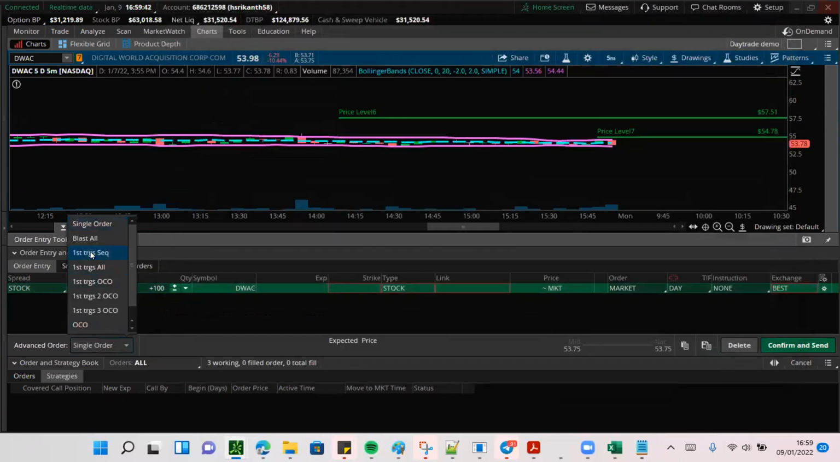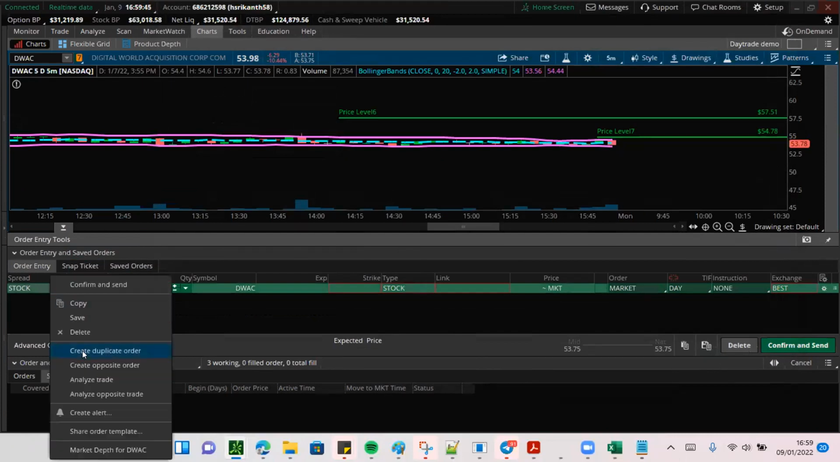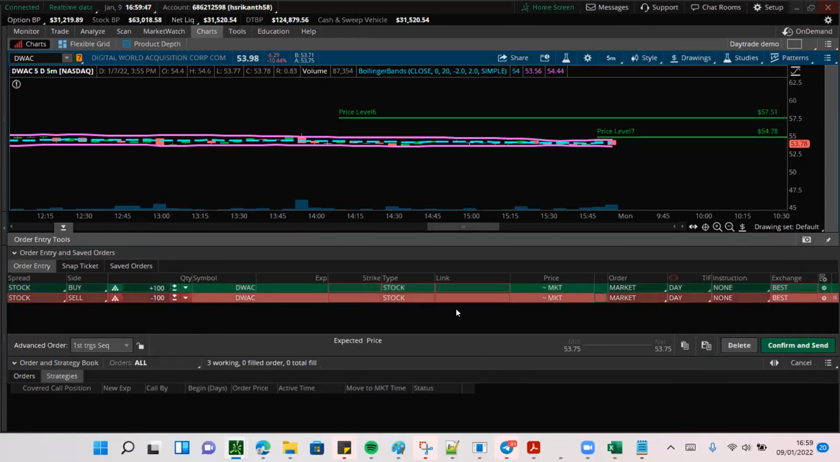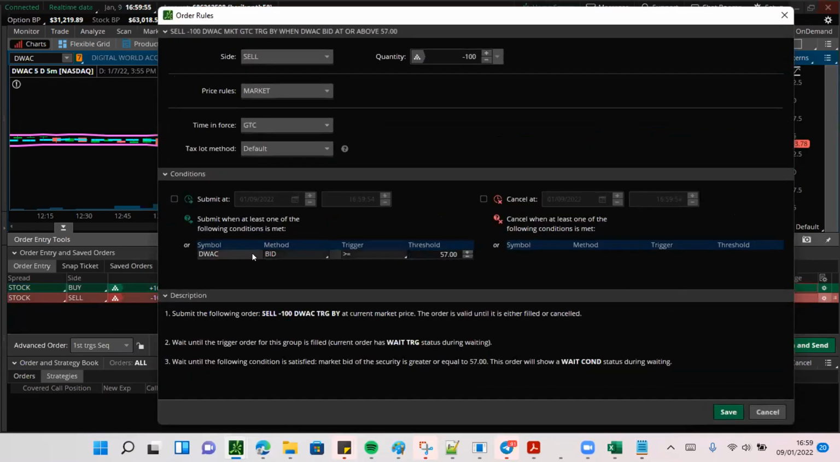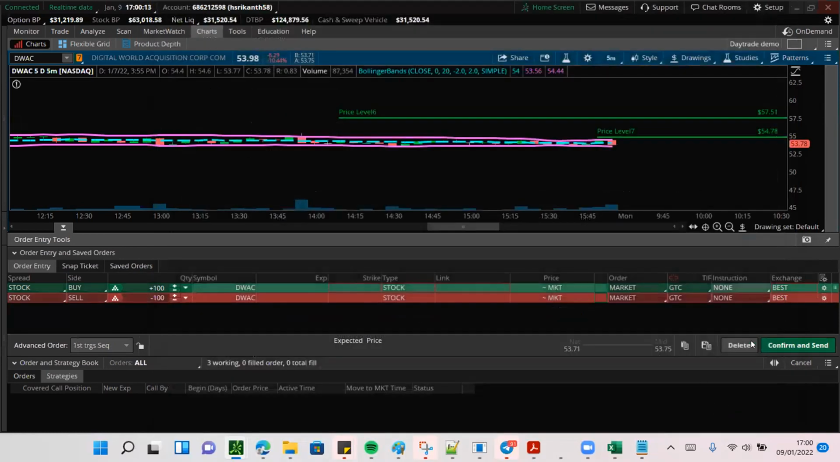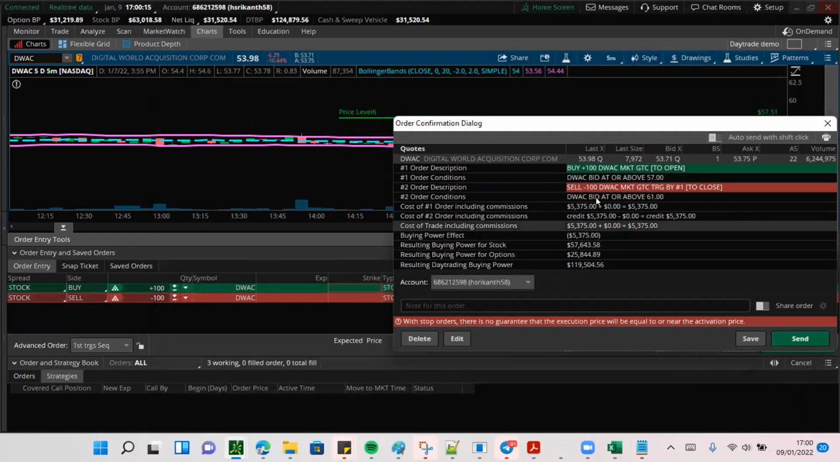And I change this to first trigger sequence. And I wanted to create an opposite order to sell 100 stocks at market price. And it's better to change it to GTC. And we can mention that whenever DVAC goes greater than 61, you're going to just select. You can just do a limit order also, right? The same thing. You can just do a limit order right here. I mean, both will execute. So this is my plan A, and this is just a plan A.